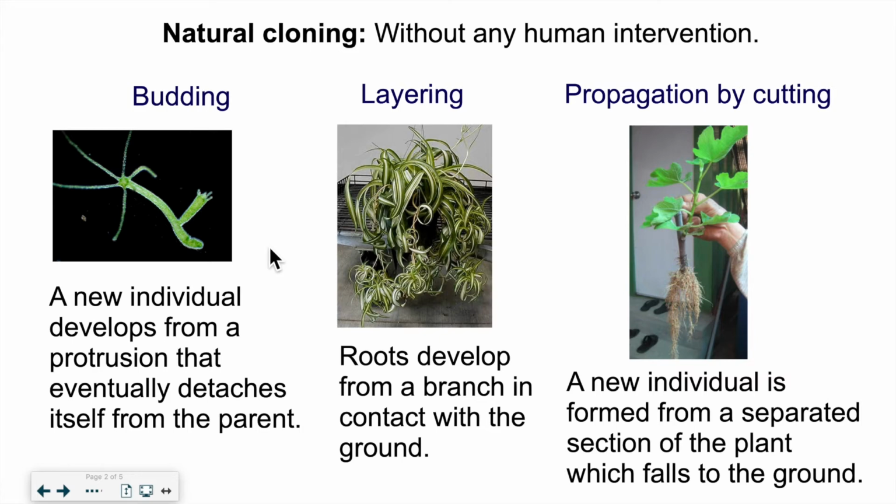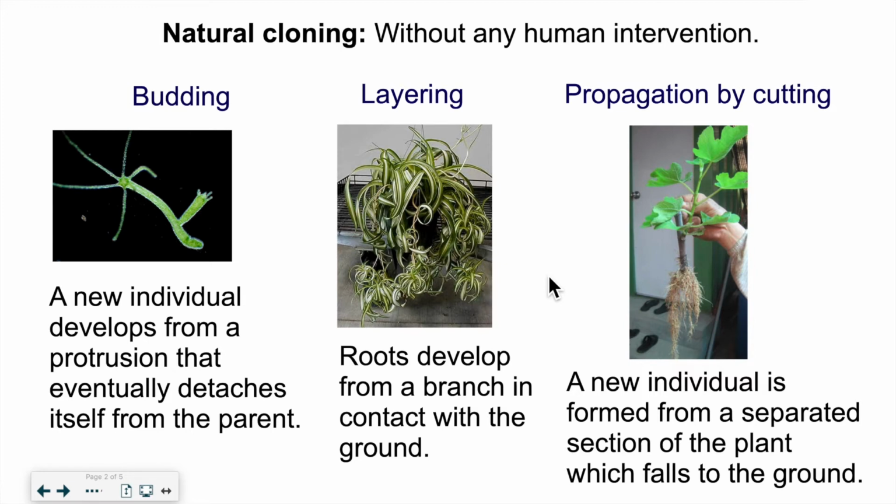The second type of natural cloning is called layering. In layering, we have roots that develop from a branch that's in contact with the ground. Here you have a common plant that some people have in their homes, called a spider plant. It makes long legs, I'll call them legs, I don't know what the proper word is, and a new plant grows at the bottom. If this were to touch the ground, it would grow roots in the soil and become an individual on its own. You can see that in strawberries, for example.